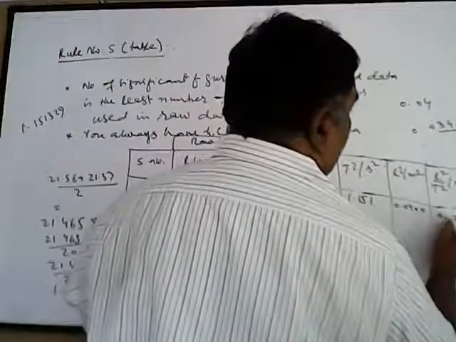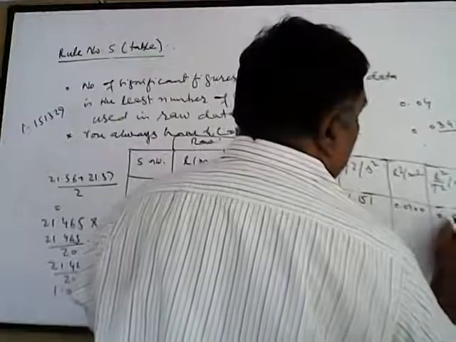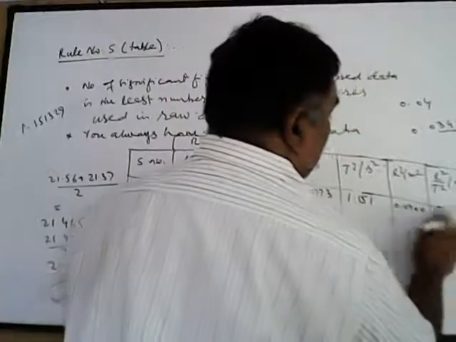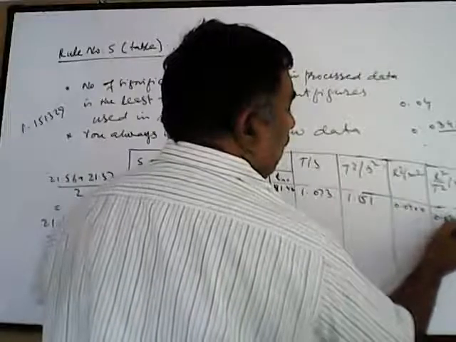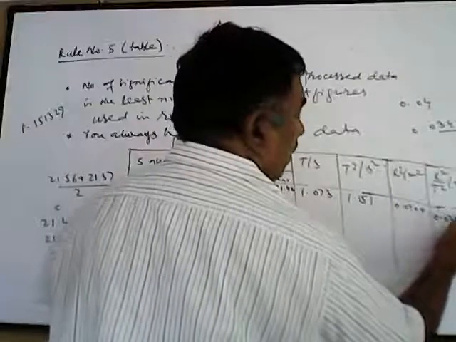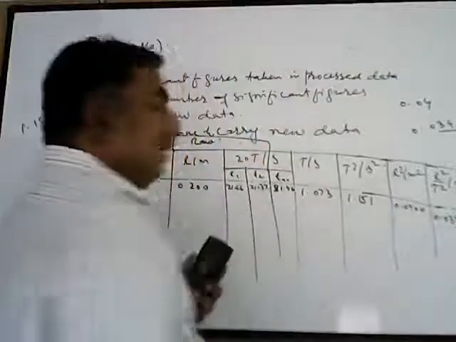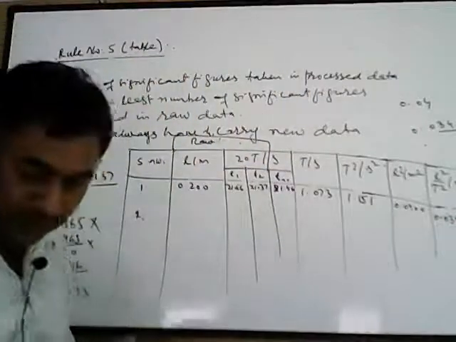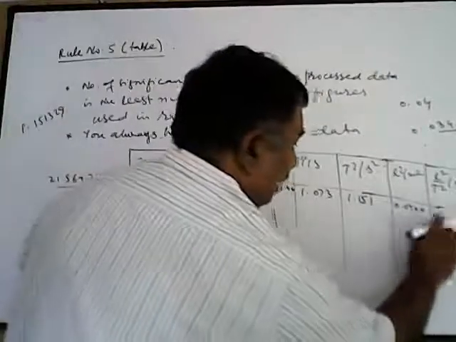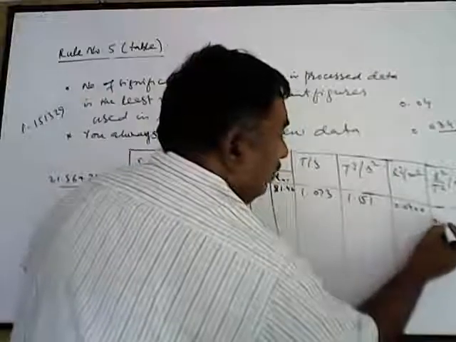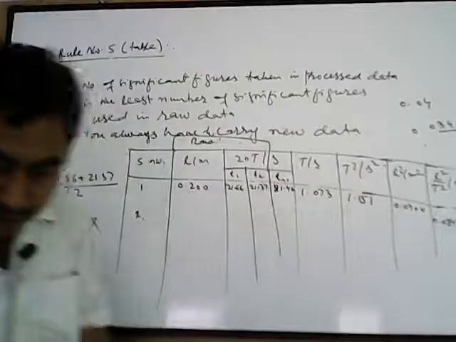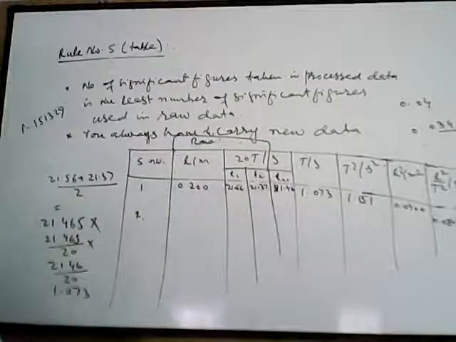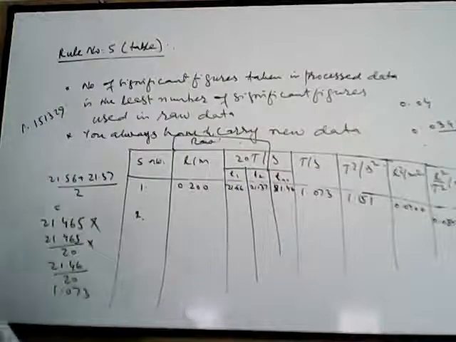I will write 0.0348. I can also write 0.03475, 0.0348. Sorry, it's not coming on the screen. So it is 0.0348.